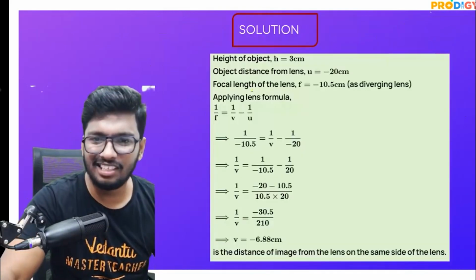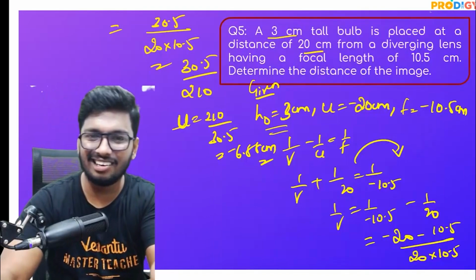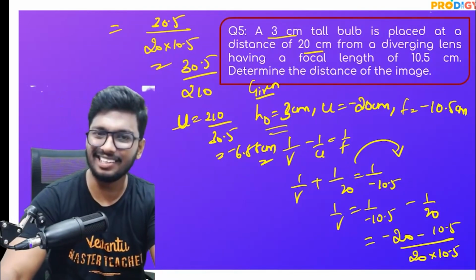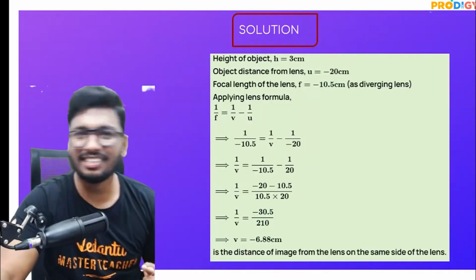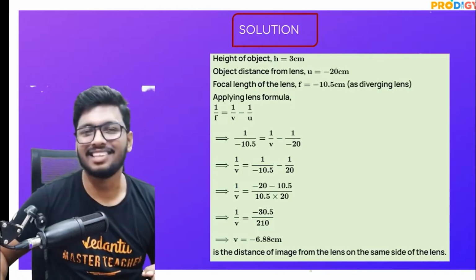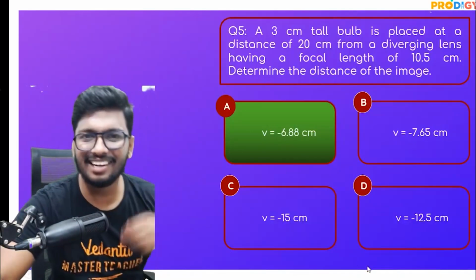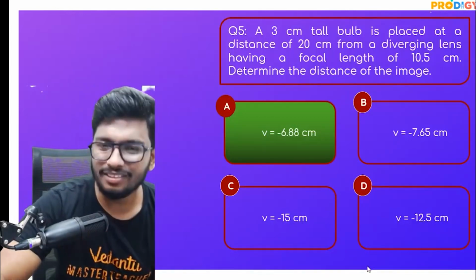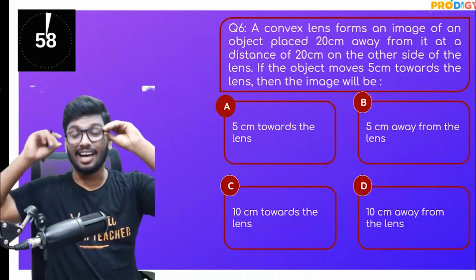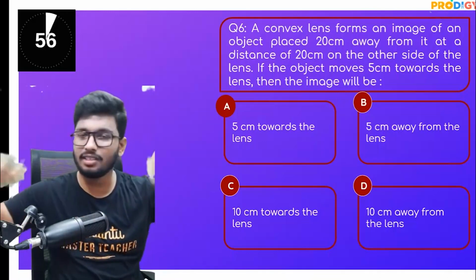Now I am no math genius. I have already done the calculations; that is why I am directly writing it. But I'm pretty sure you guys can do the calculation by yourself, and you'll get the answer as minus 6.88 centimeter. So that's another question right there. I hope you guys found this question helpful. Here's the last question, after which I'll give you a homework question and then we are done.